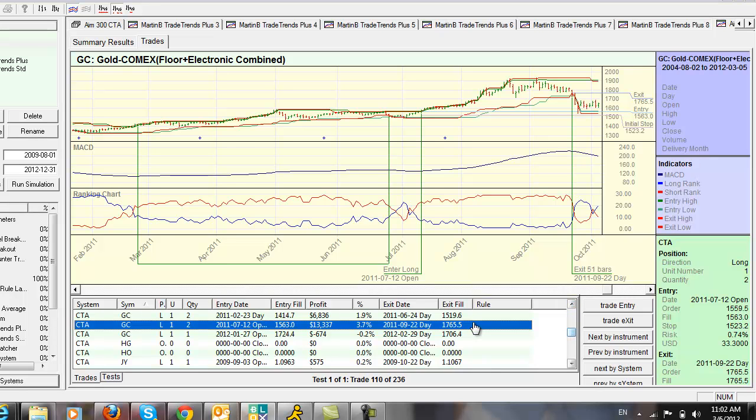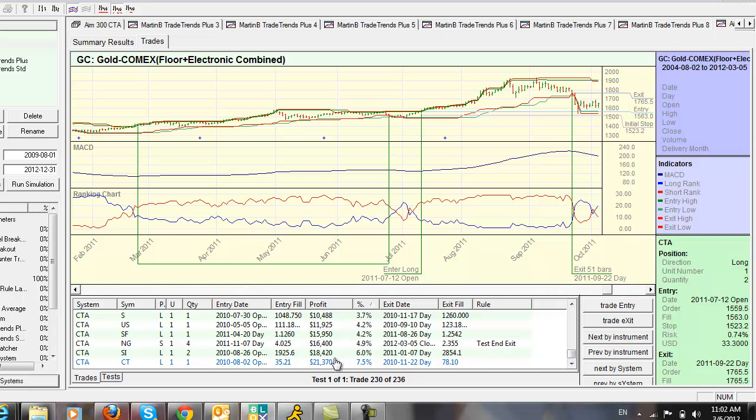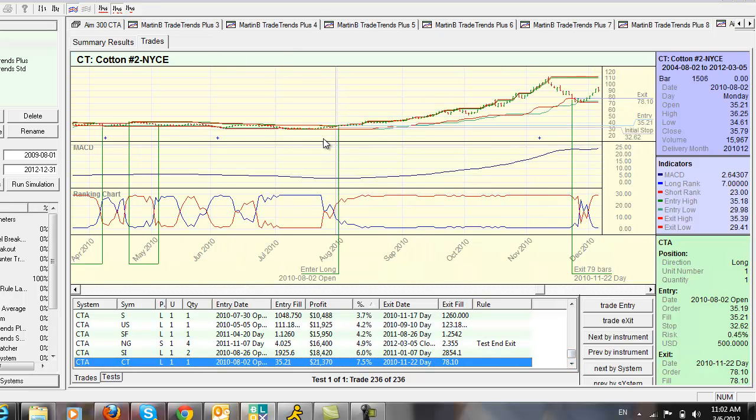I'll show you an example. Cotton was a fantastic trade. Just look at it. It came out of a quiet market, and for whatever reason, it trended tremendously. And on a one lot, you can see it was a $21,370 profit. These big profits are rare, and some of them get even bigger. In my course of trading going back to 1994, there have been times when I had even bigger profits in the teens, which are just huge.